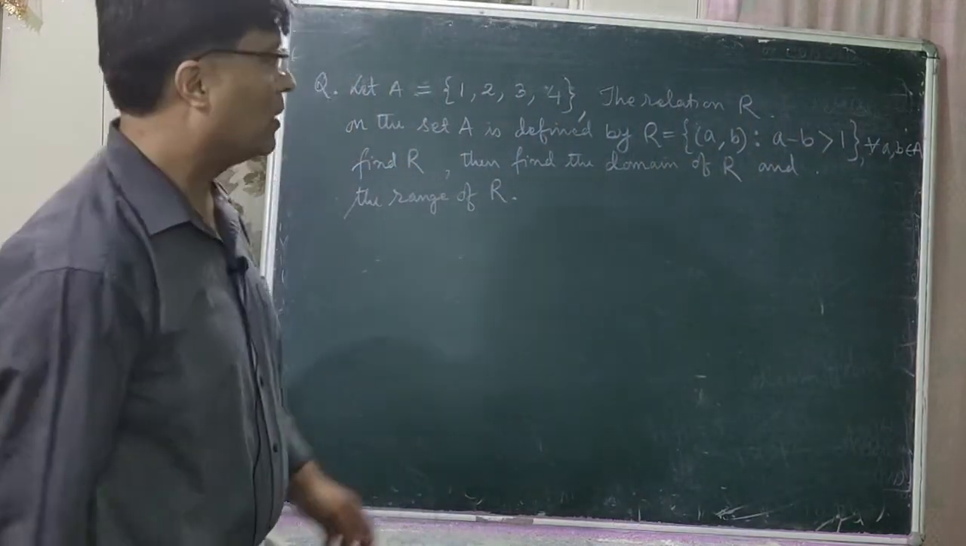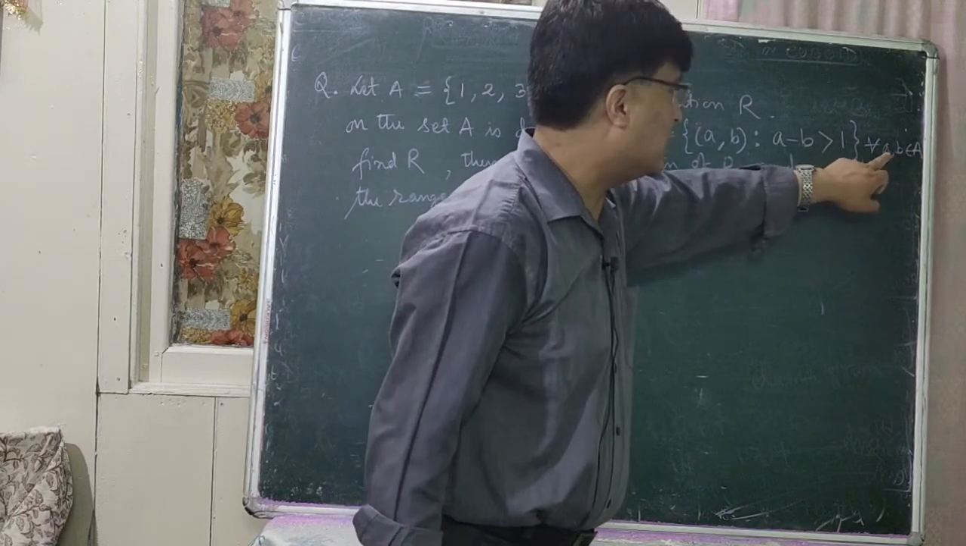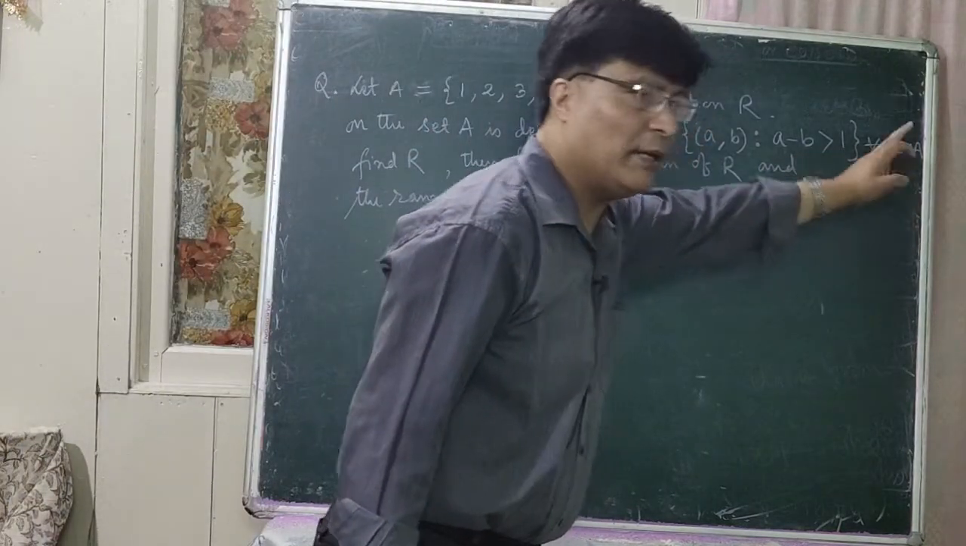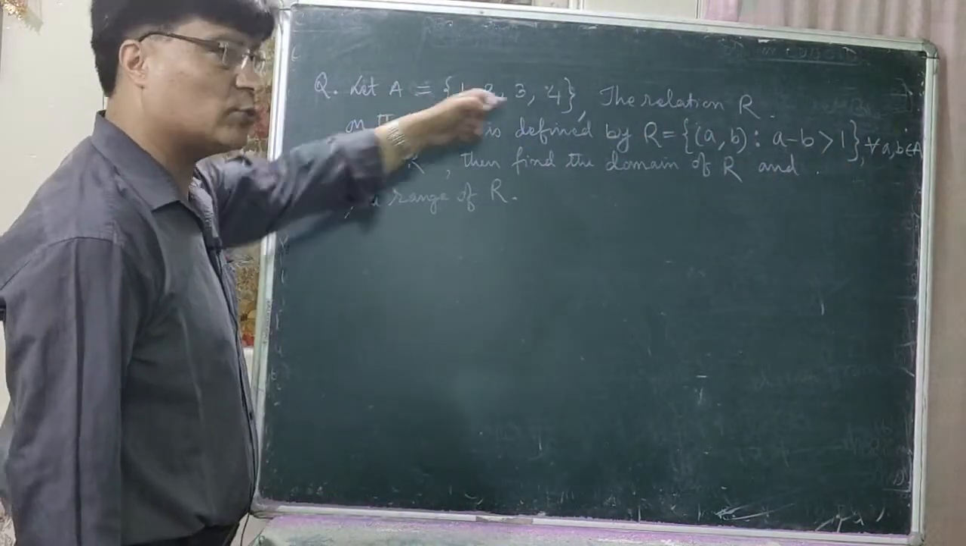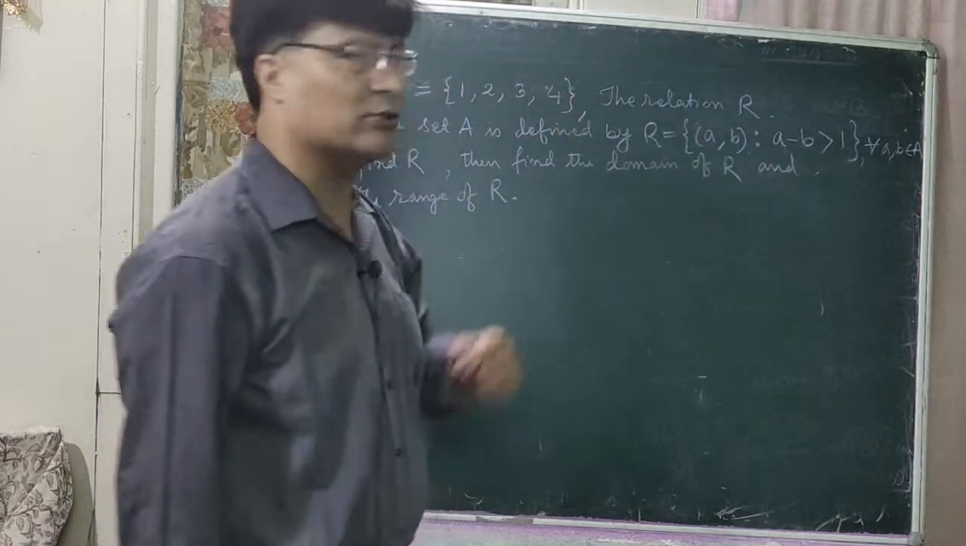Capital A. This sign is for all. This means belongs to. And this (a, b) belongs to the set A. That is 1, 2, 3, 4. Right? So you have to find the numbers a and b.